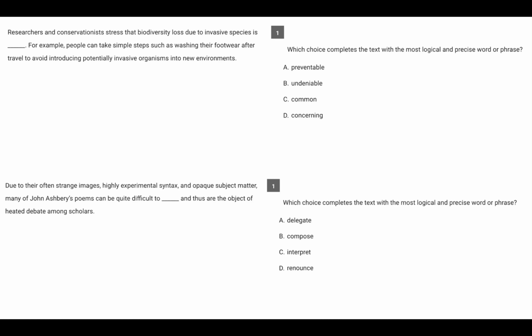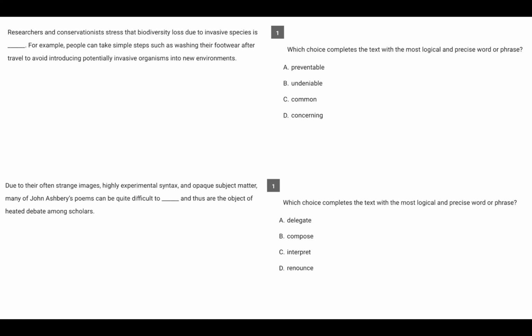And then they say, for example, logically, what should the example be after they made a statement that it is preventable? The example should be of someone trying to prevent it or someone taking some kind of action to prevent it. And that is exactly what the example is doing in this case. So, in this case, the answer will be preventable, A. Let's look at the one below.